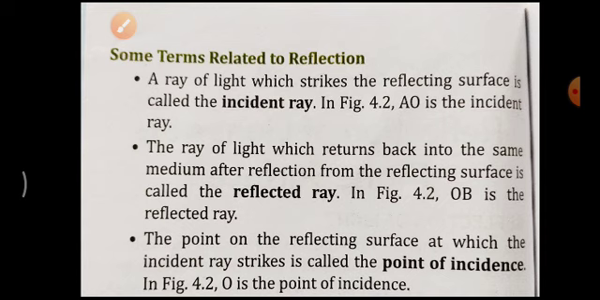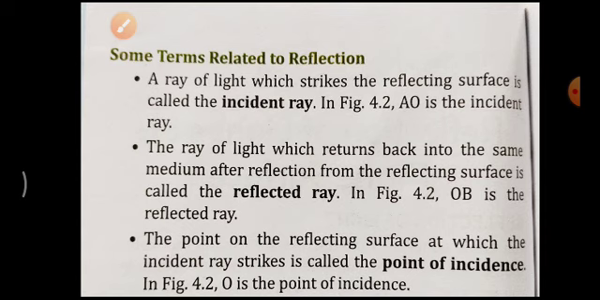Any ray of light striking the reflecting surface of the mirror is called the incident ray. In that figure, AO is the incident ray. I will show you that one. Then the next point: the ray of light which returns back into the same medium after reflection.